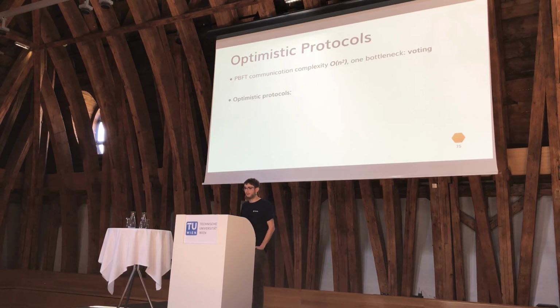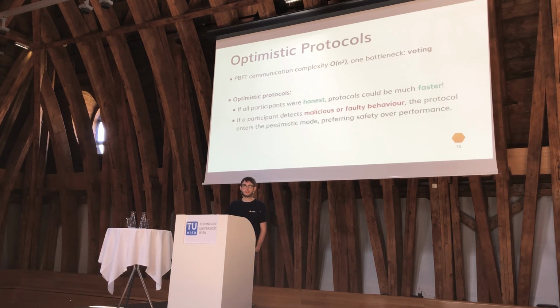And optimistic protocols have a very nice assumption. They say, okay, if all of the participants are honest, then we can do it much faster, right? We only have Byzantine fault tolerance because participants can act maliciously or even faulty. And if such malicious or faulty behavior is detected in an optimistic protocol, it falls back into pessimistic mode, preferring safety over performance. That means in the worst case, the performance is the same as for regular protocols, but in the optimistic case, as long as everyone behaves honestly, it can be much faster. And that was the idea.